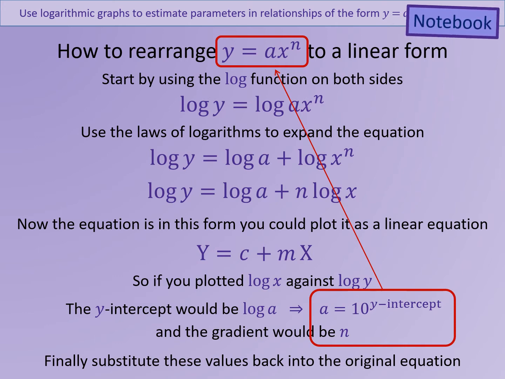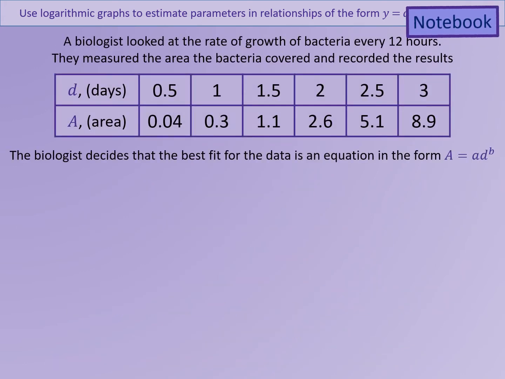Now that's quite algebraic, so we will go back to our previous example with the biologist and see how that works with the data that we've got. So if we now go back to our original data, we'll see how that fits in with what we learned about our biologist and the equation that they suggest is appropriate for this data, which was capital A equals a times d to the power of b. So A will represent our Y variable and d will represent our X variable.